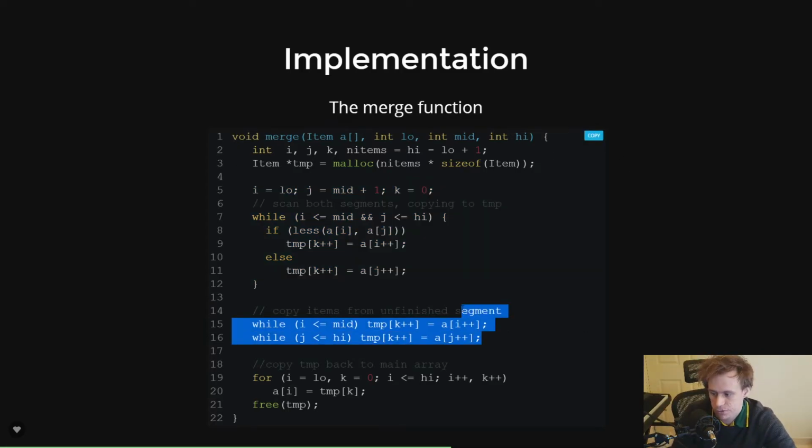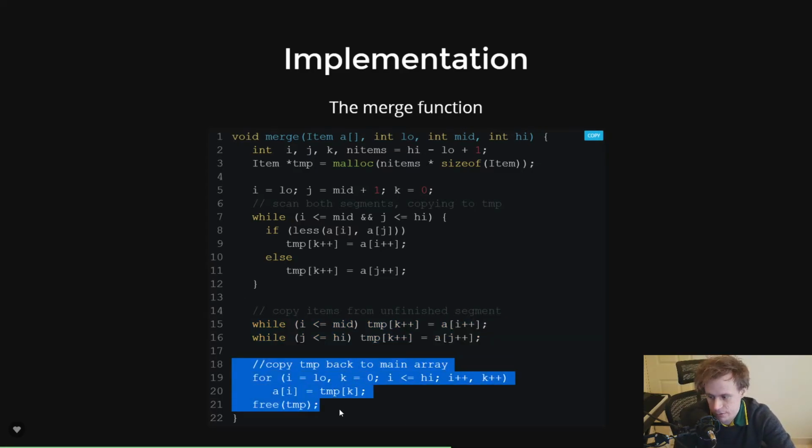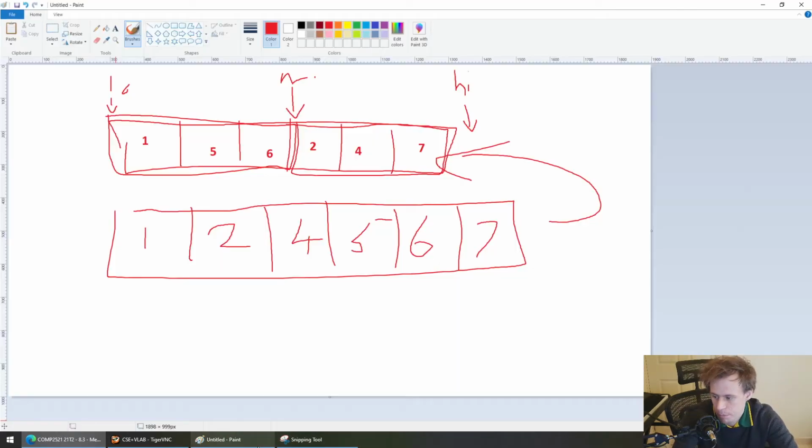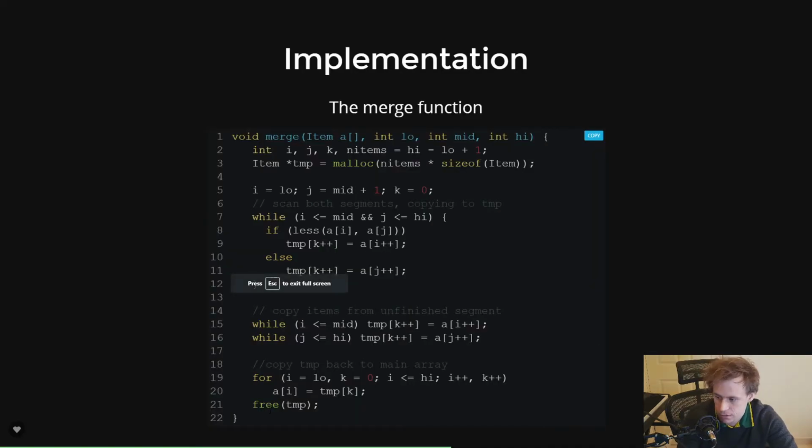And then once you've finished either of the lists, this is you saying copy the rest into it. Just copy all the rest down there for us. And then this is the copying from the temp array back up to this array. So finally, we're done with the temporary array. Let's copy it all back and delete our temporary array and then move on. It looks like a lot of code and it looks like a lot of indexes, but logically it's relatively straightforward. If you can draw it out, it's pretty okay.